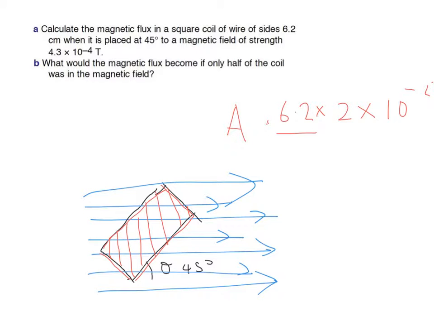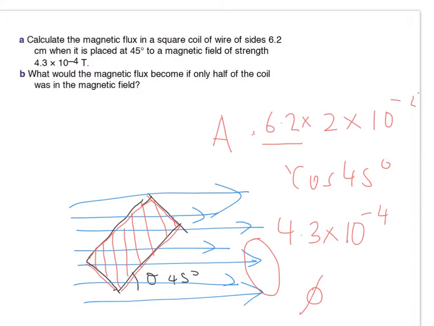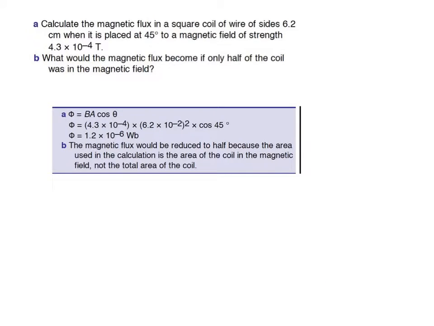Now the problem, of course, is that the field lines are not perpendicular, so we need to add that cosine, times cosine 45 degrees, and then times the magnetic field strength, which is 4.3 times 10 to the minus 4. And that will give you your flux, which is the amount of lines in this little area here. We can see the answer here is 1.2 times 10 to the minus 6, and I hope you got that right.